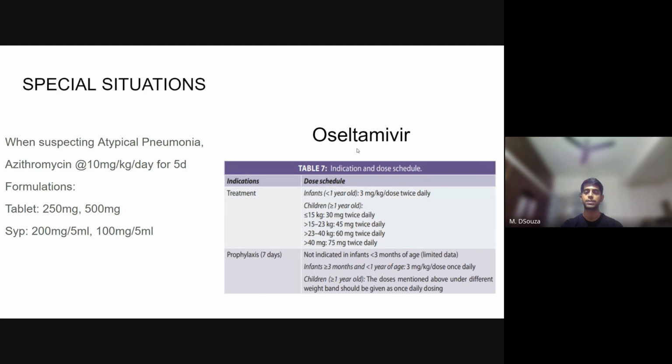for more hasty resolution. So the general dictum that we follow is, for children less than 15 kgs, you give 30 mg twice daily for about 5 days, and you have all your weight bands here, so I won't waste time by going through all of them. But this is generally where you would consider oseltamivir.